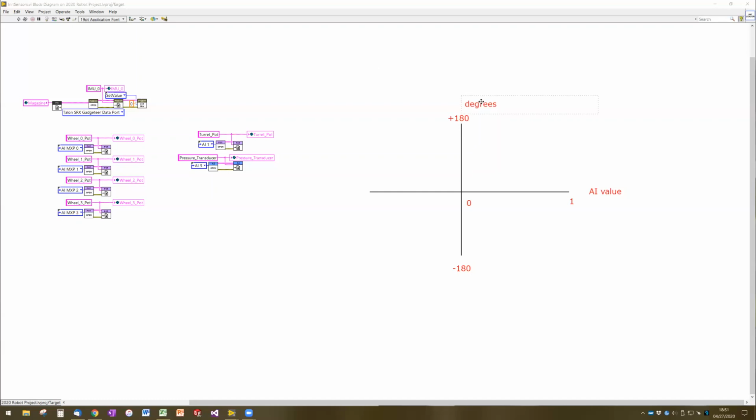So what we want to do is find a function that is going to map the 0 to 1 values to negative 180 to positive 180. Now, does anyone want to comment on what kind of function we could use, or any problems that we might have with creating a function that would allow us to convert 0 to 1 to negative 180 to 180?